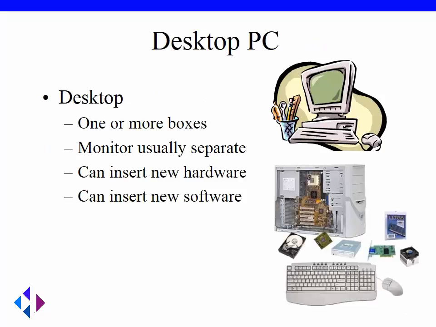So what's a desktop PC? It's normally one or more boxes. They usually have a monitor that's separate. And you can insert new hardware and new software into the system. As you can see from the photo in the bottom right hand corner, it can involve quite a few different items from PC boards to disk drives.